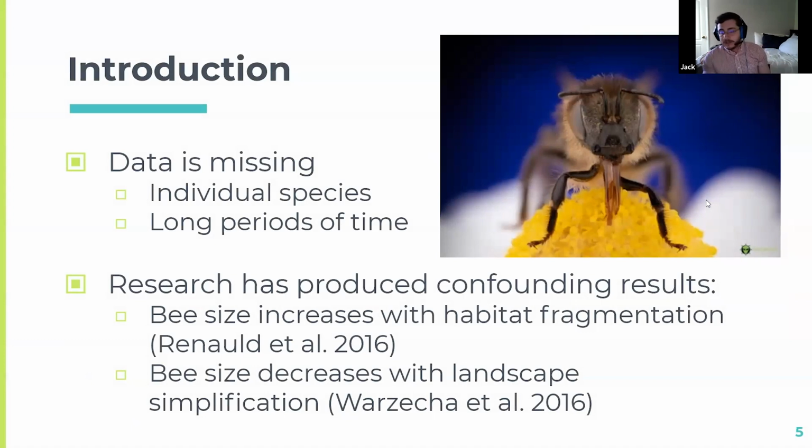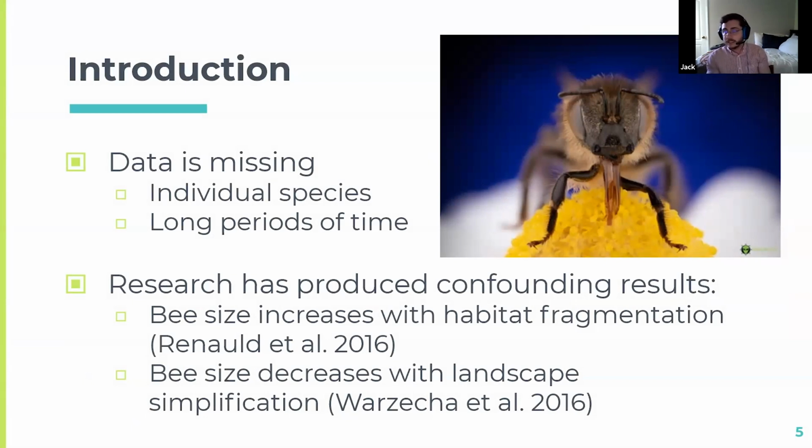So there is actually a high demand for this specific type of data due to the reasons that I listed before, but for whatever reason, this data is missing. No one's actually taken the time to collect it, especially over long periods of time. Past research on this topic has also produced confounding results.